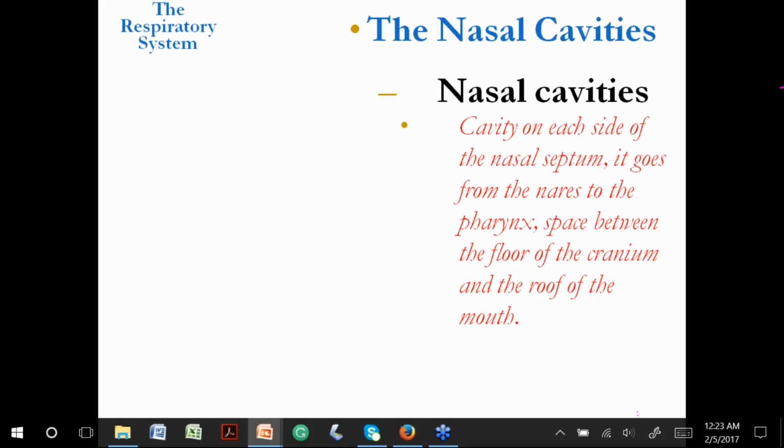All right, so let's start with the nasal cavities. The nasal cavities are on each side, as we already know, of the nasal septum. The septum is the division that is in the center of the nose.